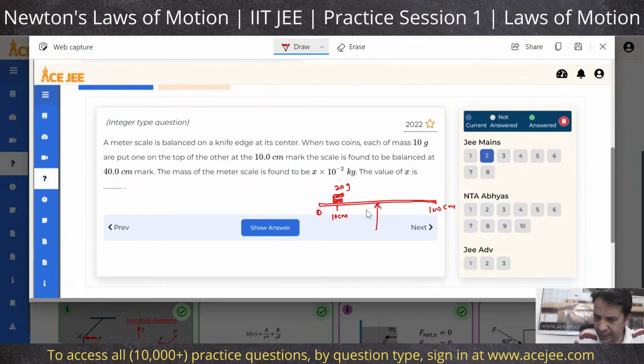That means the scale has to be now put on the 40 centimeter mark. Initially it was at the 50 centimeter mark, but now it has to be at 40 centimeter. The mass of the meter scale is found to be this. The value of X is how much?